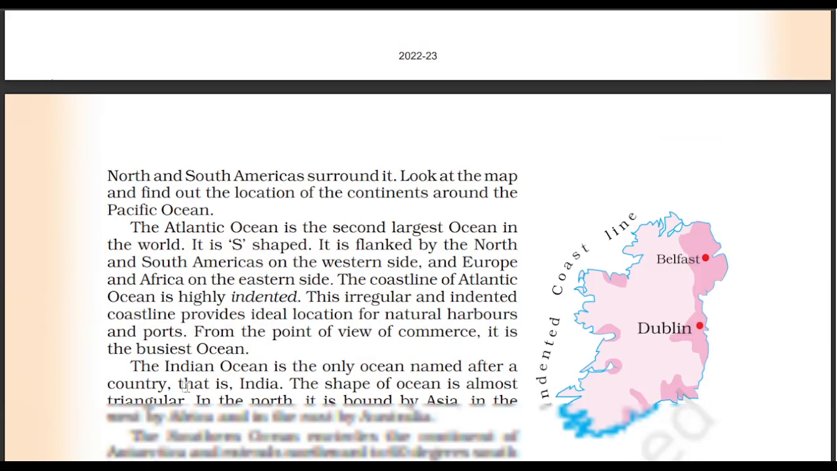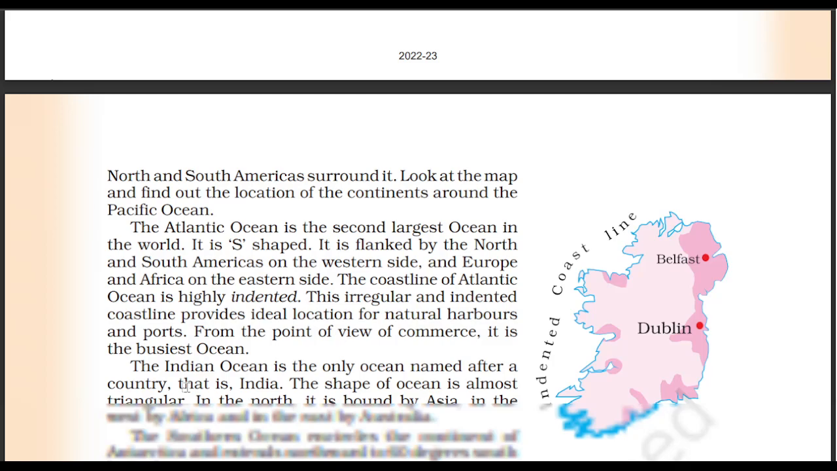The Atlantic Ocean is the second largest ocean in the world. It is S-shaped. It is flanked by North and South America on the western side and Europe and Africa on the eastern side.